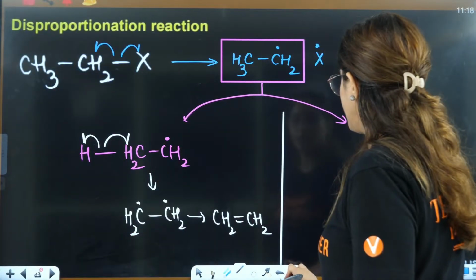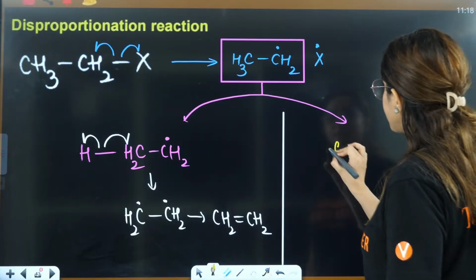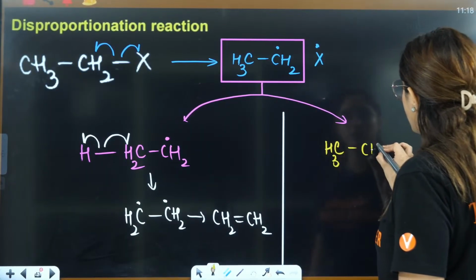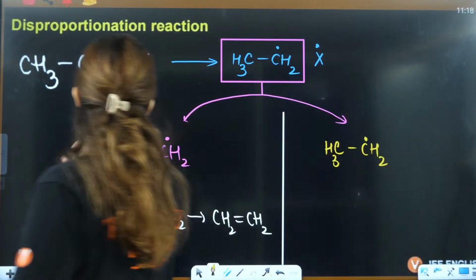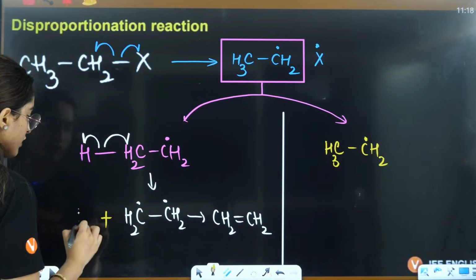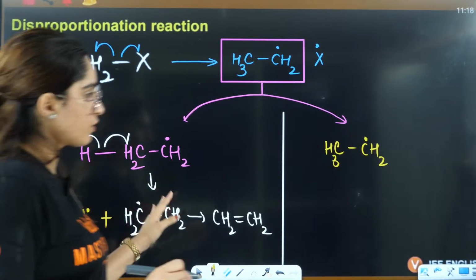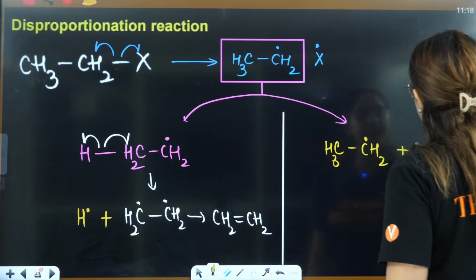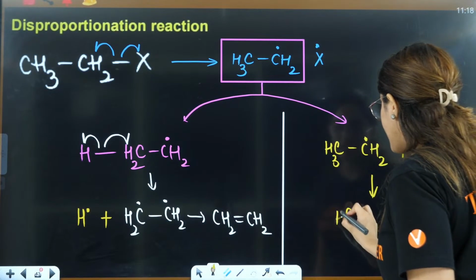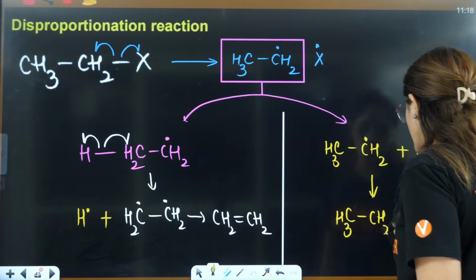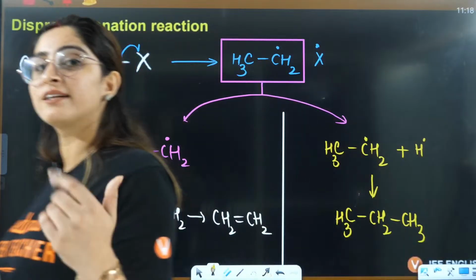And here, another possibility is that you will have a CH3 CH2 free radical. When you make this, you will have the formation of one more free radical, that is the H free radical. So that H free radical can combine here and give you the formation of the CH3 CH2 CH3 product. So what is happening is that it is not getting doubled.